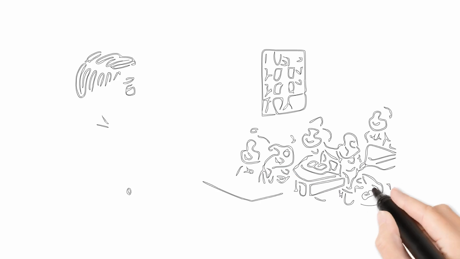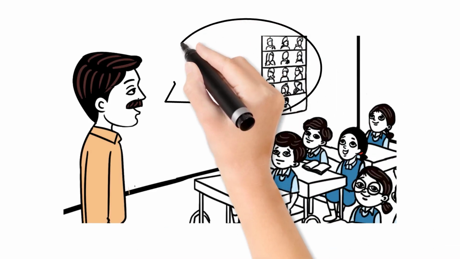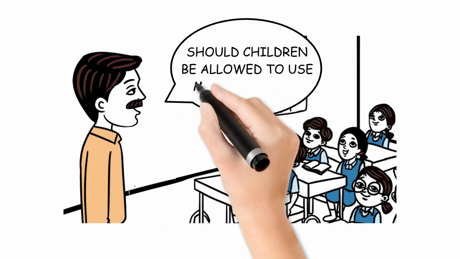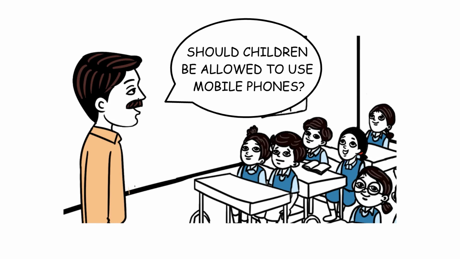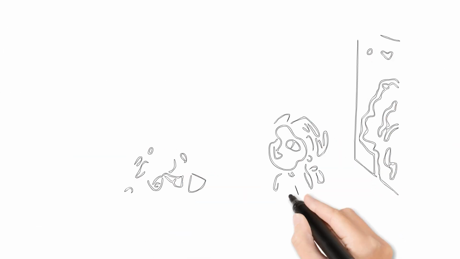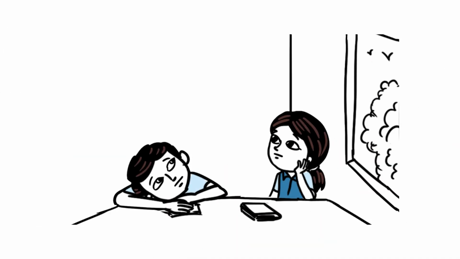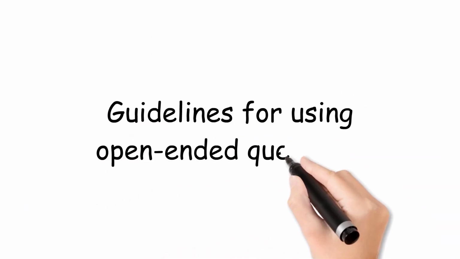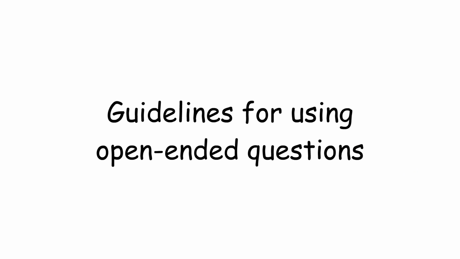On the other hand, open-ended questions do not have one correct answer. For example, is it right to keep animals in zoos? Or should children be allowed to use mobile phones? Such open-ended questions encourage children to think critically and offer their own views. To use open-ended questioning effectively, some guidelines must be followed.